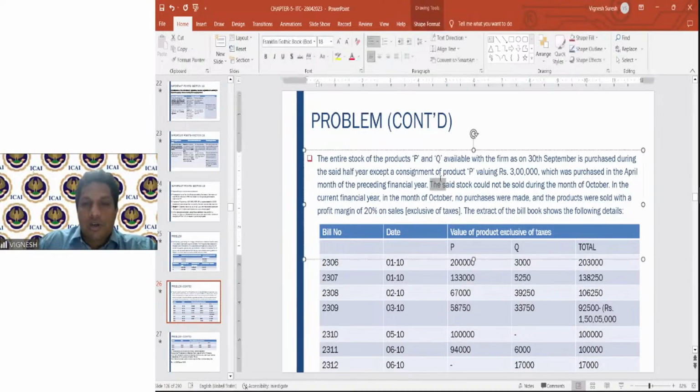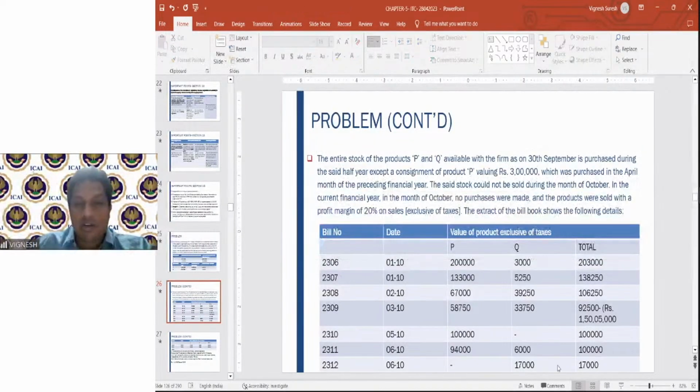The said stock could not be sold in the month of October. In the month of October, no purchases were made. This word is very important. Such lines in the problem we have to observe very carefully. If you miss those lines, it becomes very tricky for us to understand. So therefore, in October, no purchases were made, and the balance is 10 lakhs on 30th September.